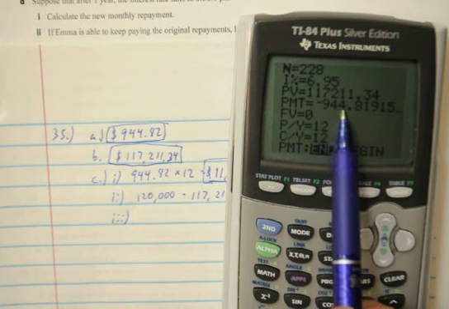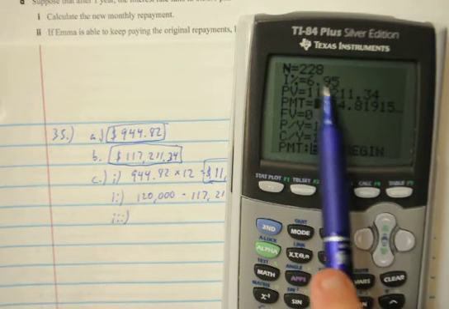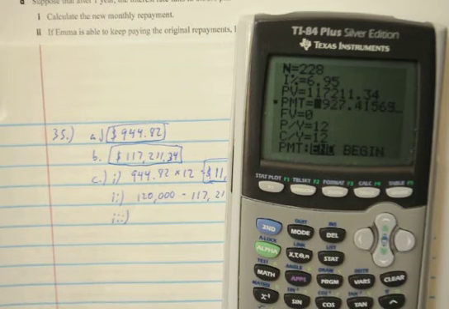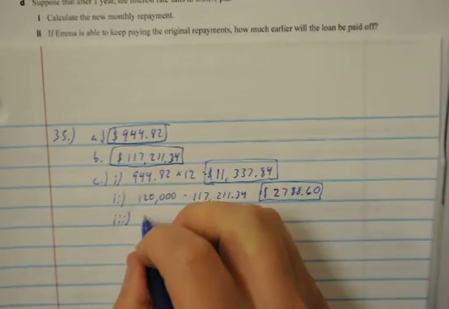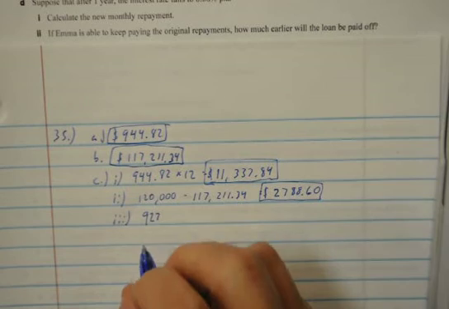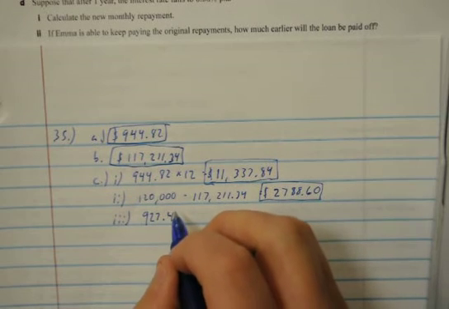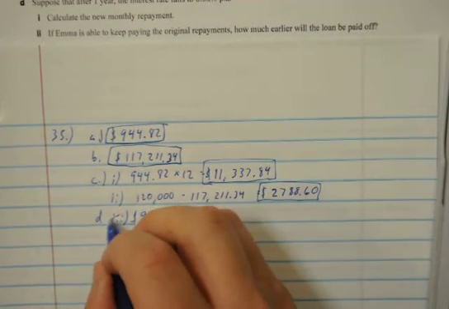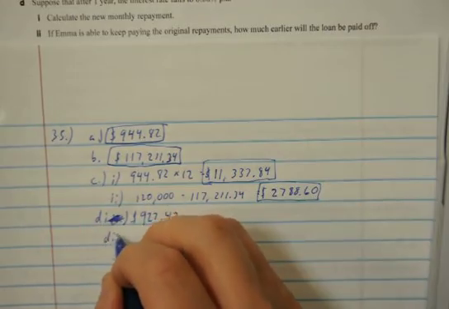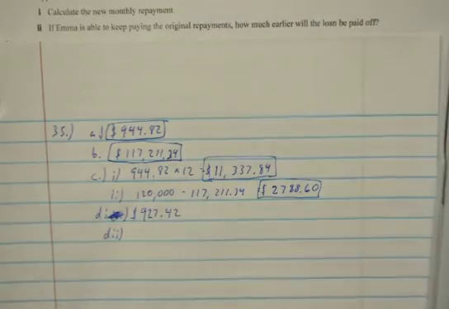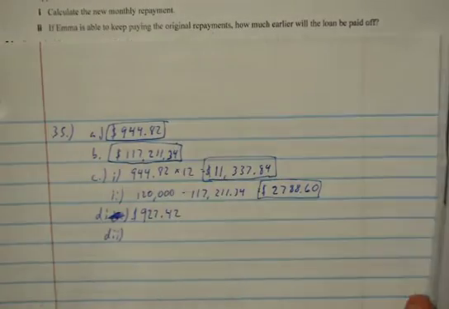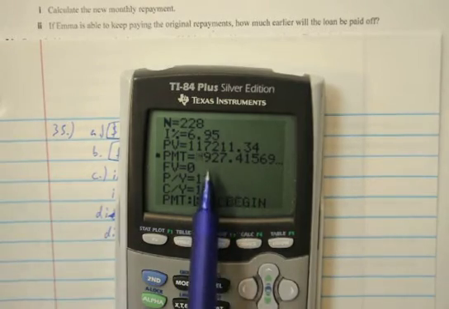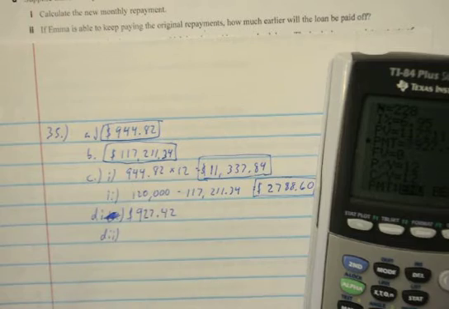So the payment was $944, and by dropping a couple tenths of a percent, that $944 turns into $927.42. So it's a little bit. Where are we at? This was D, that was DI. Now here's DII. Last question. Emma is able to keep paying the original payment. So instead of changing her payments, she's going to keep the payments that she originally had, this $944.82.